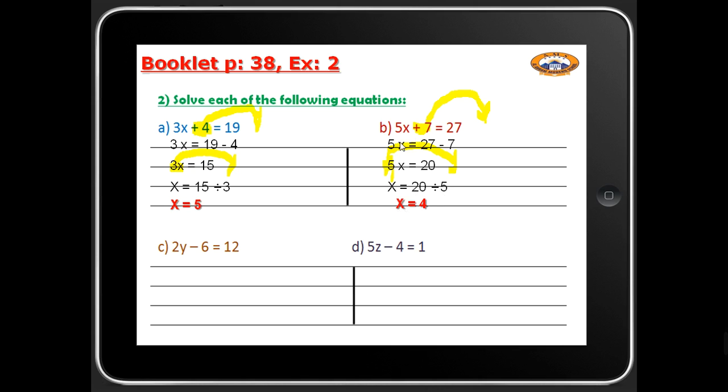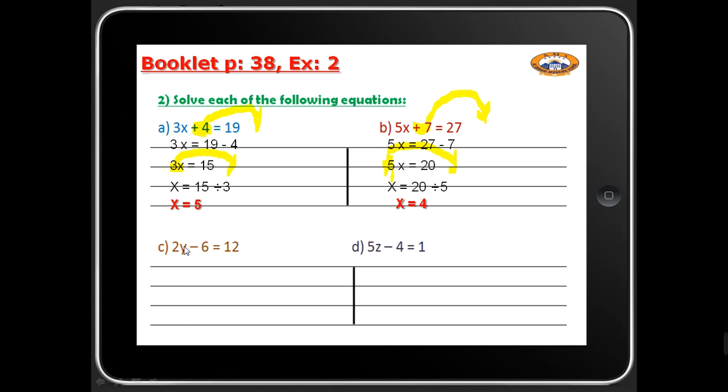And please make sure to check your answer. I want you to write 5 by 4. It will give me 20. 20 plus 7 will give me 27. So when you check your answer and you find that you wrote it right, give a tick to yourself. Excellent, my dear students.